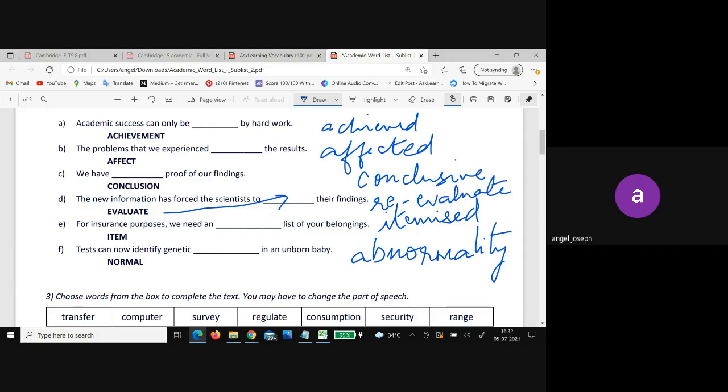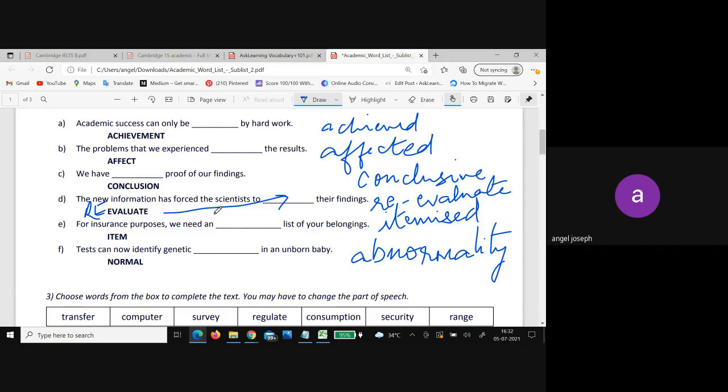Yes, that is. So this one was not the same. We had to put the word reevaluate. Good one. That's correct. Absolutely correct. Okay. So everyone can make a quick change. And yes, you can say that the new information has forced the scientists to reevaluate their findings.